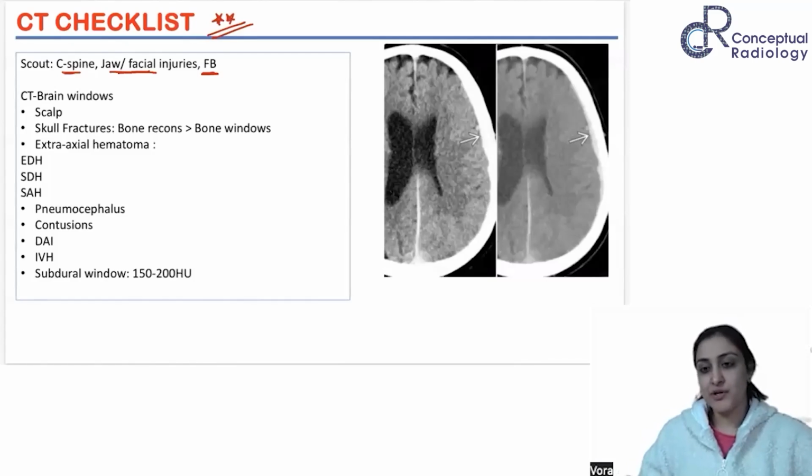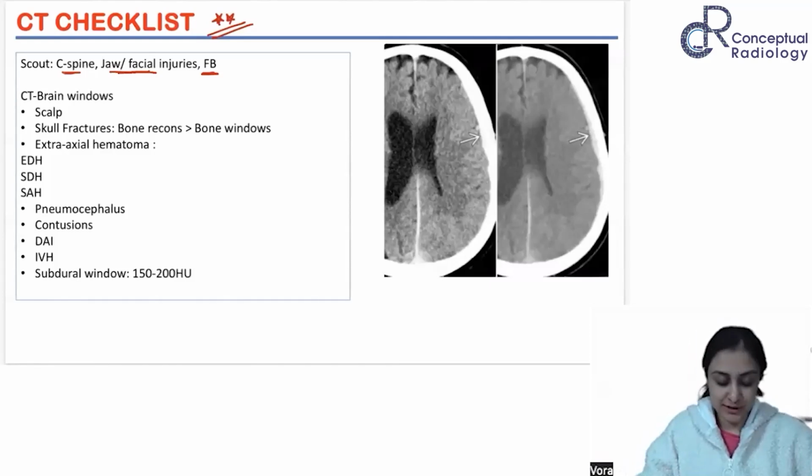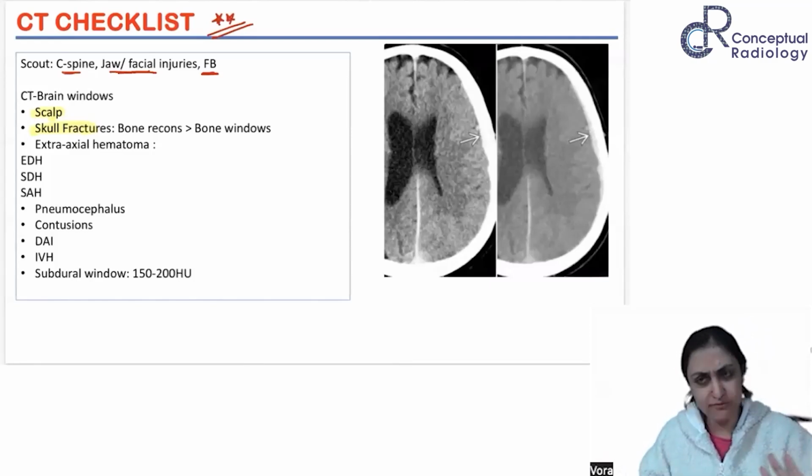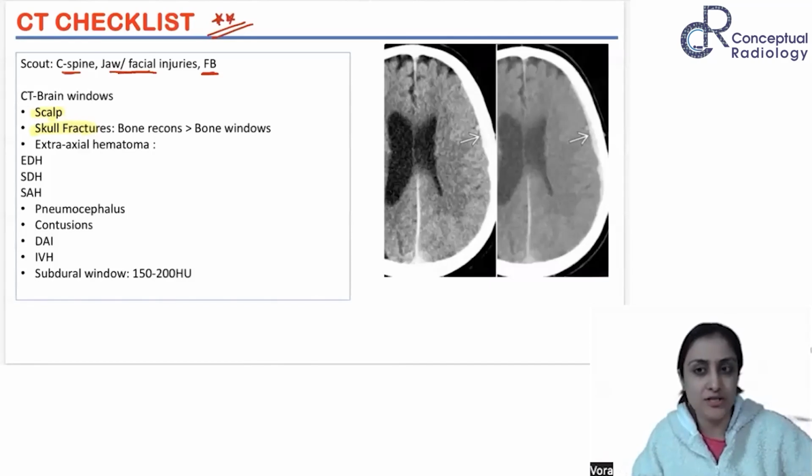So when we talk about the CT brain windows, you start from outside in. So what you're going to start off with is the scalp. Okay, so we look at the scalp first. Look at the bones for skull fractures. So now in bones, we are going to have bone window. Yeah, we all know bone window, yes. And we have bone recons, right? I think you are aware of both of these terms.